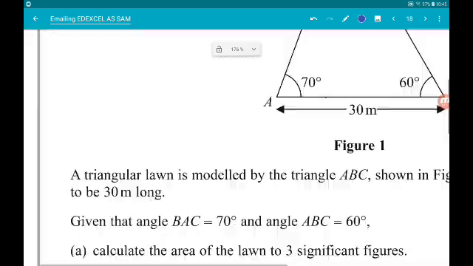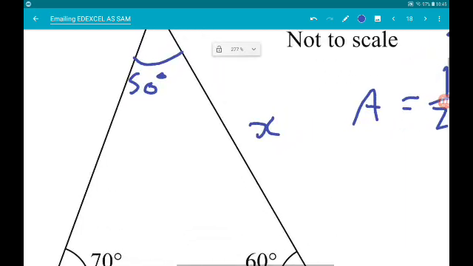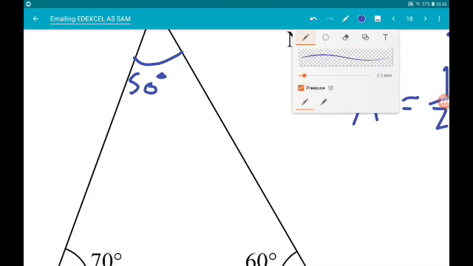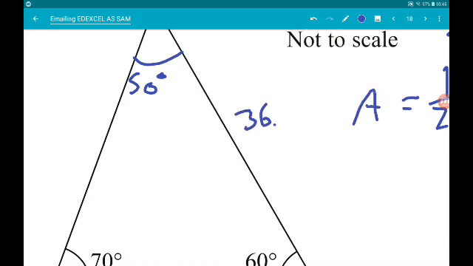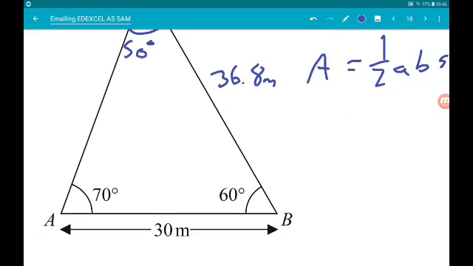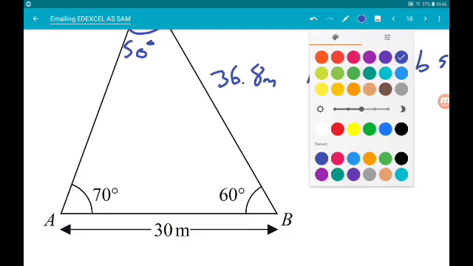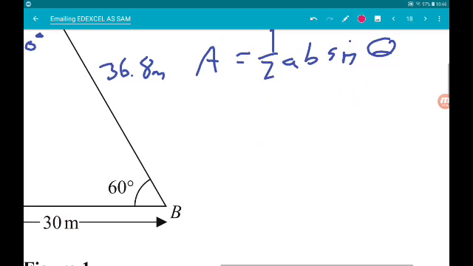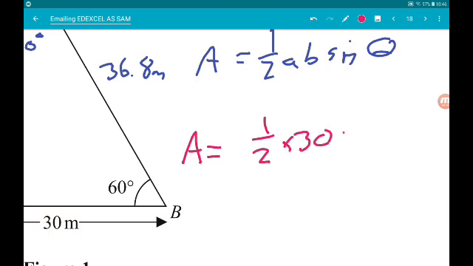So, now that I know that length, I now have an angle with the two side lengths coming out of it. So, I can work out the area. So it's going to be 1/2 times 30 times 36.8 times sine of 60.